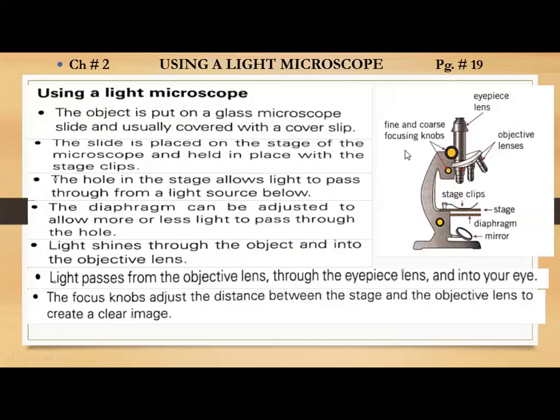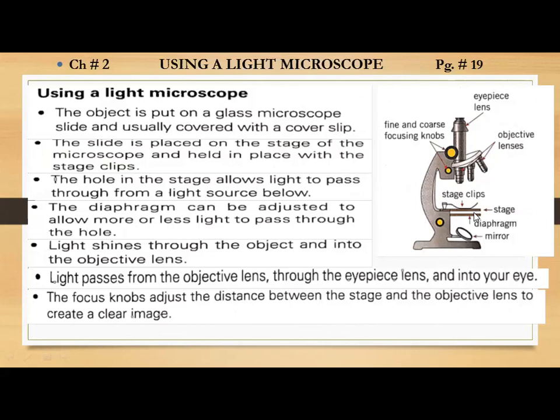Then the hole in the stage allows light to pass through from the source below. This mirror will reflect the light that passes through the specimen. The diaphragm can be adjusted to allow more or less light to pass through the hole. This is the diaphragm, you can see it here below the stage, and it is used to control the amount of light that is reflected from the mirror and passes through the specimen.